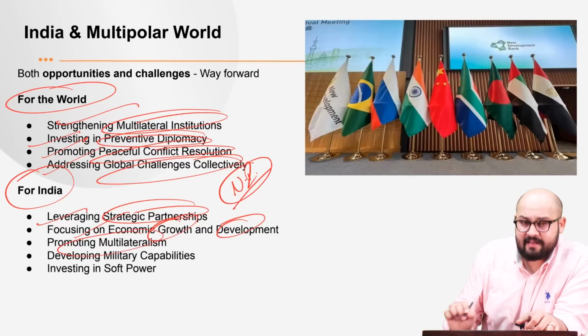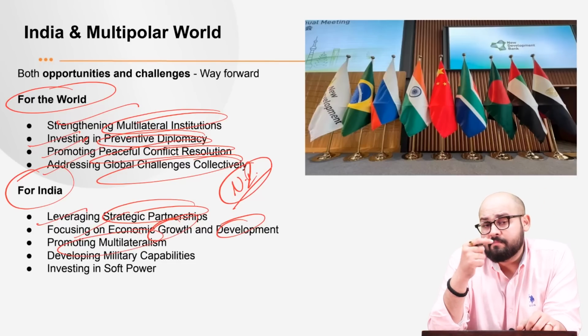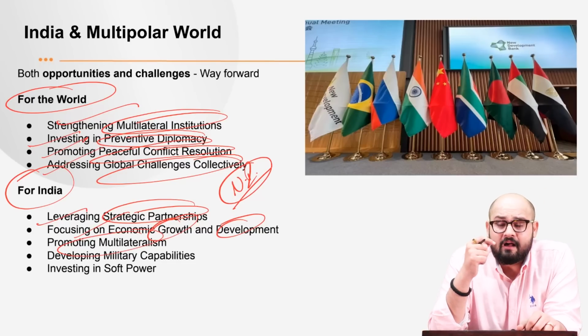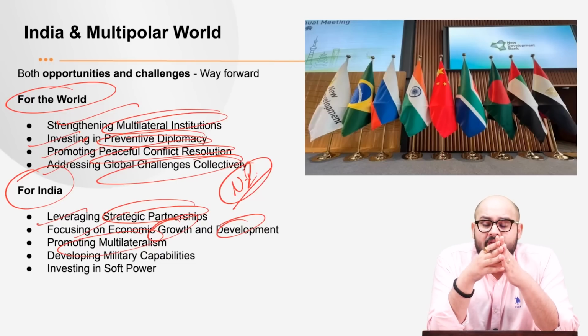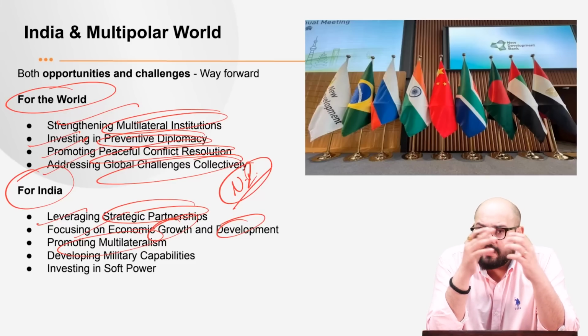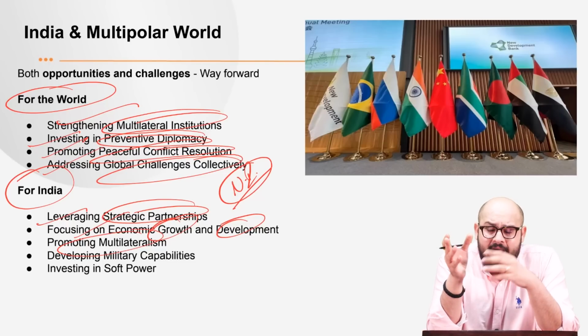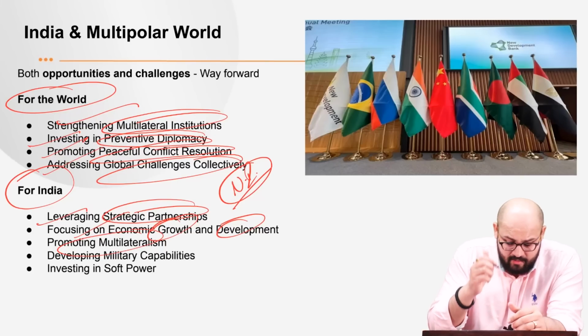Next is promoting multilateralism. As I said, India has always been in favor of promoting multilateralism. However, it needs more of a boost. What we need to do is have more platforms where countries can come together, where India can actually lead the way, where India can show the light to different countries in different domains. For example, take the case of climate change or regional conflicts, right?